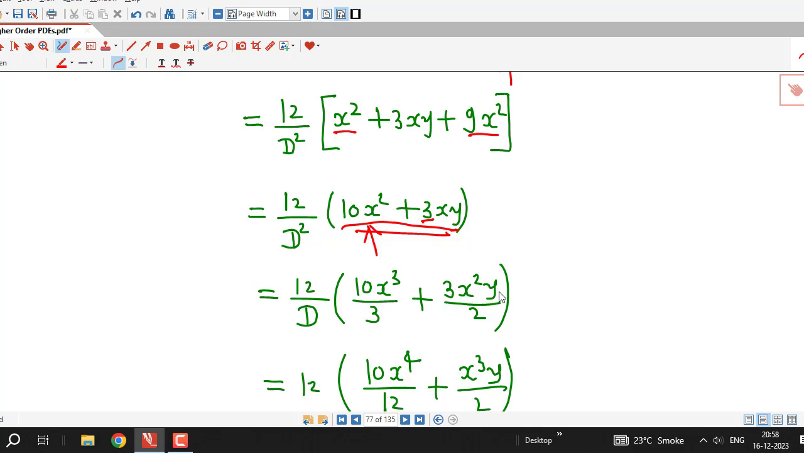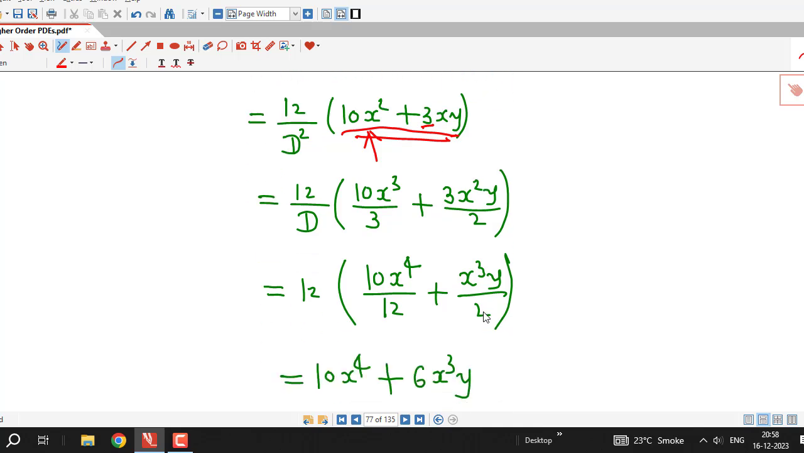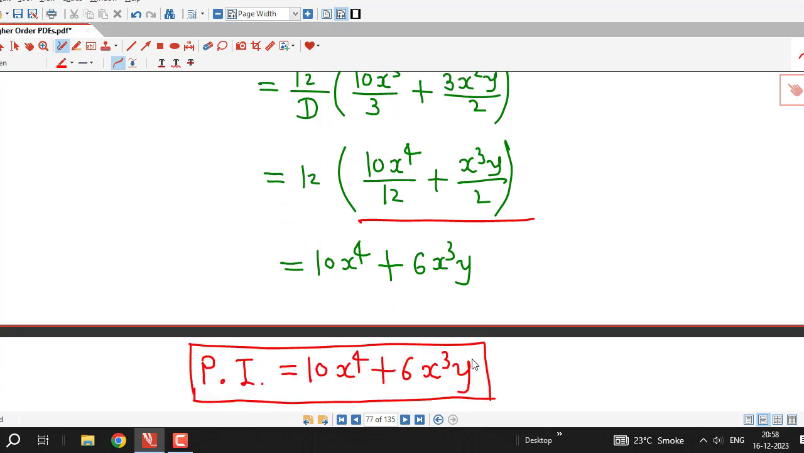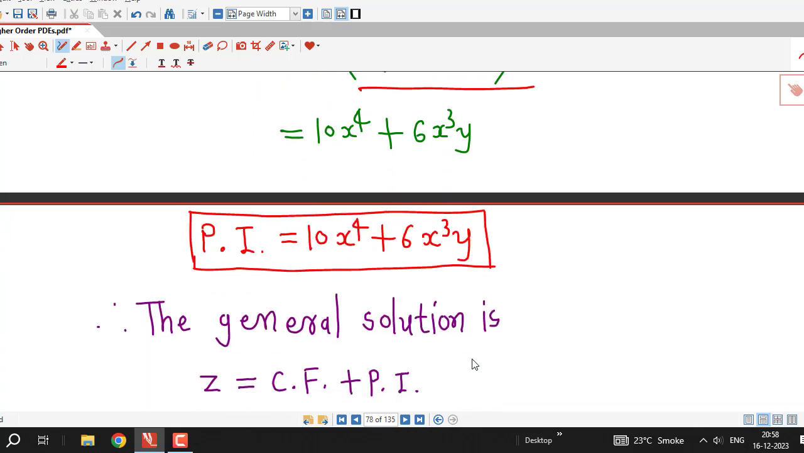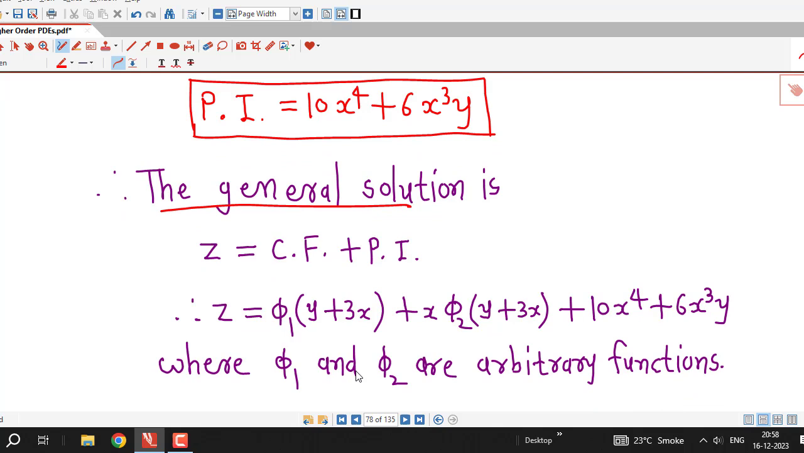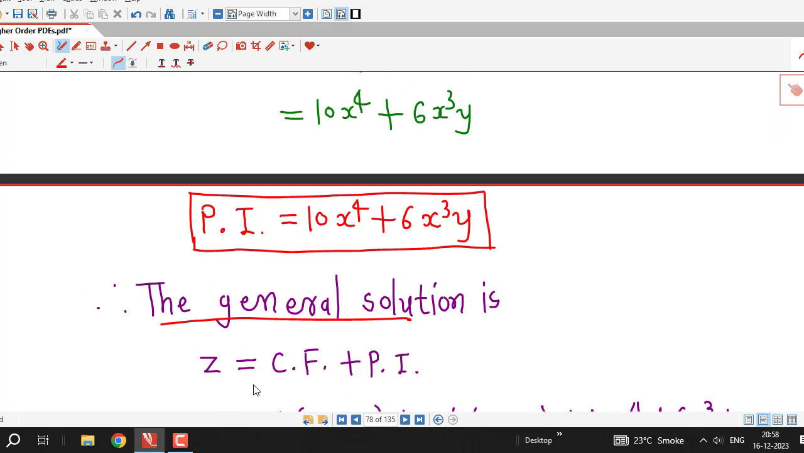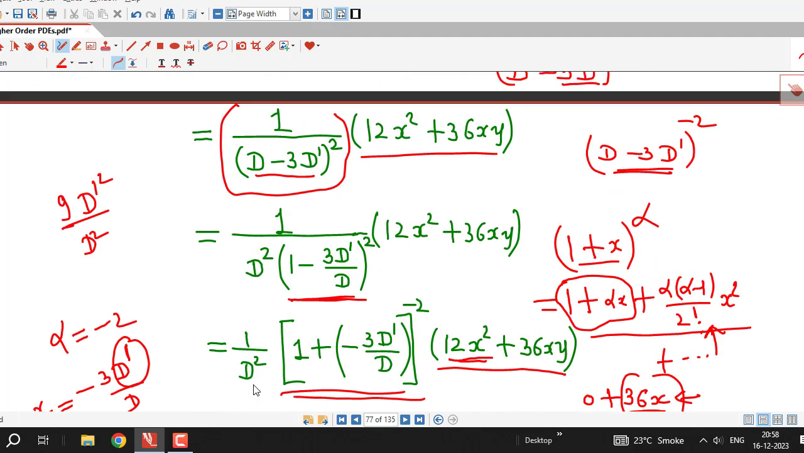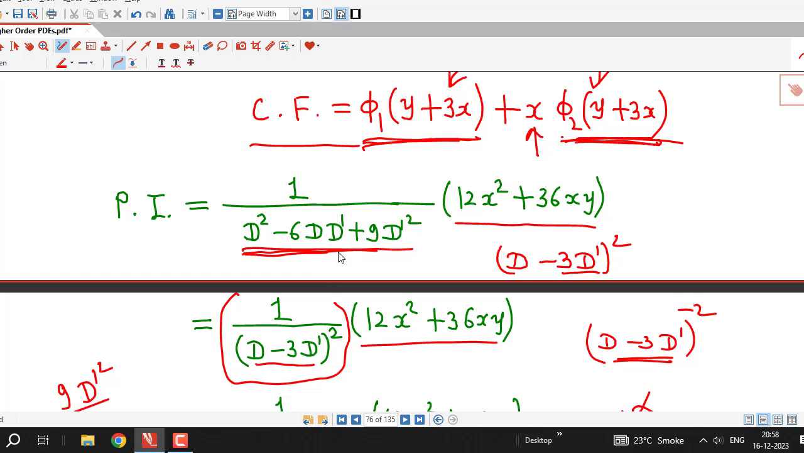Here also 3y by 2 as it is, integral of x square is x cube by 3, so this 3 will get cancelled. And now in the next step we multiply this by 12, so here 12 will get cancelled, and here I have 12 by 2, that is 6. So this is the particular integral. And finally we should write the general solution by adding complementary function and particular integral, and these phi 1 and phi 2 are arbitrary functions.